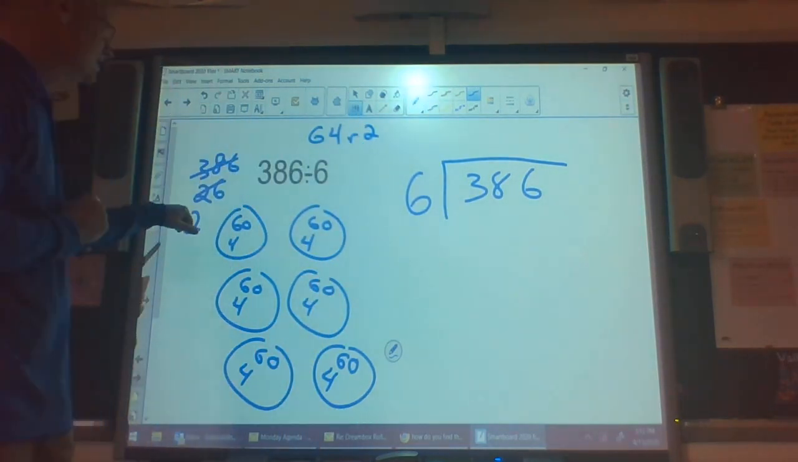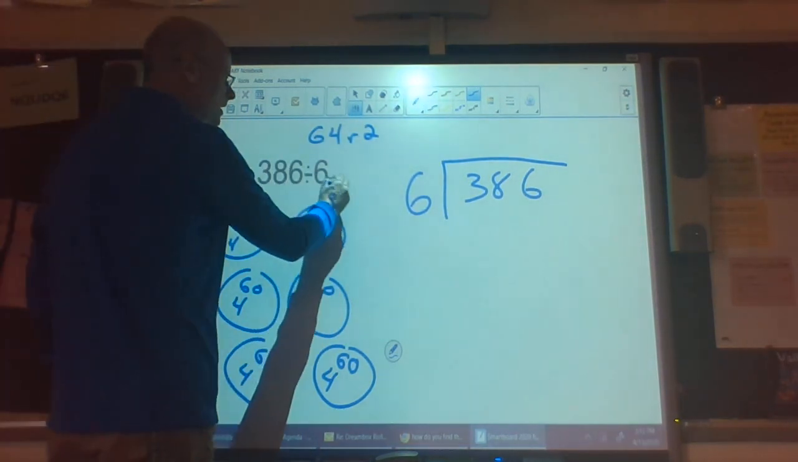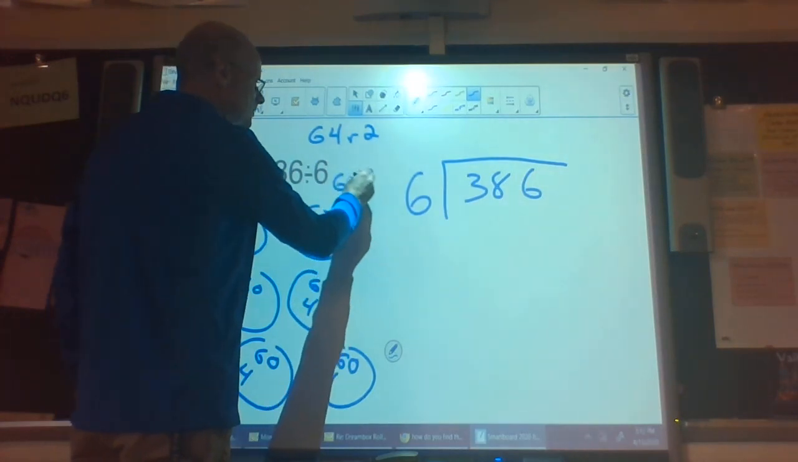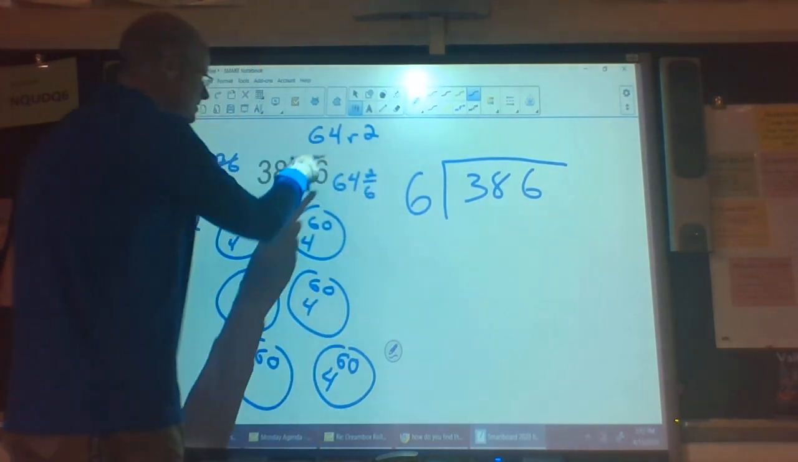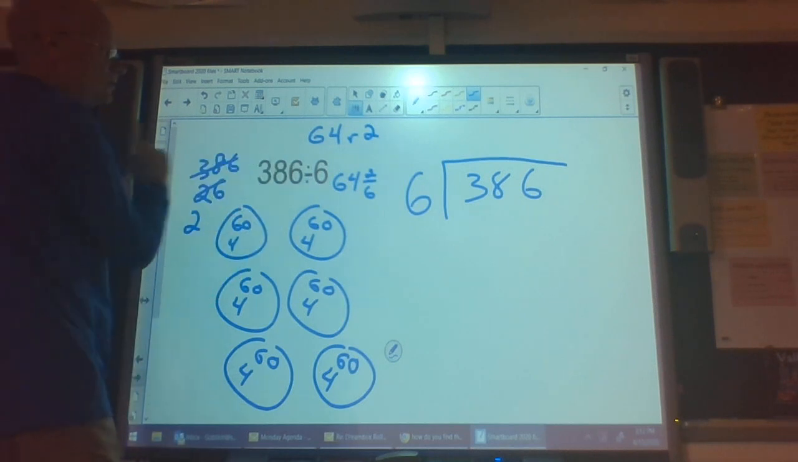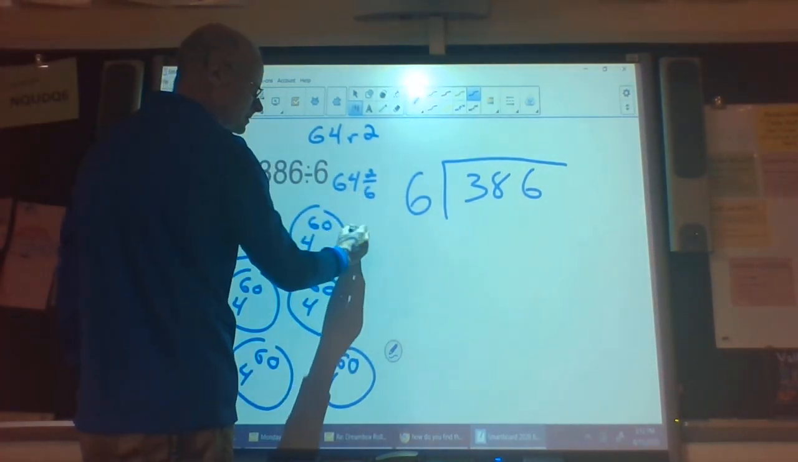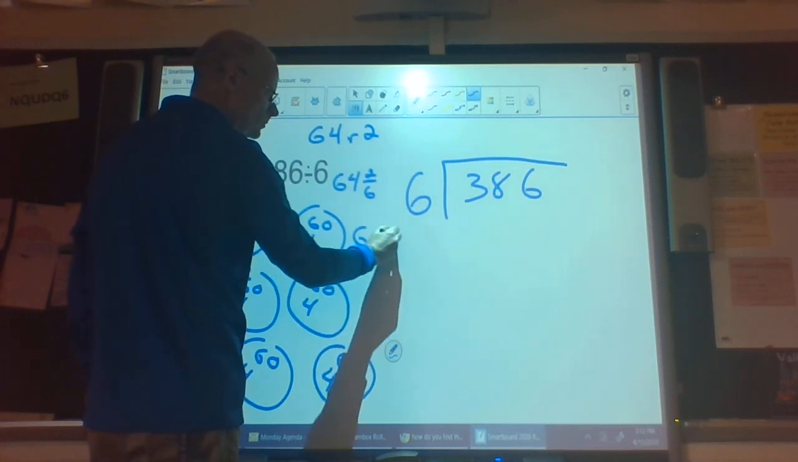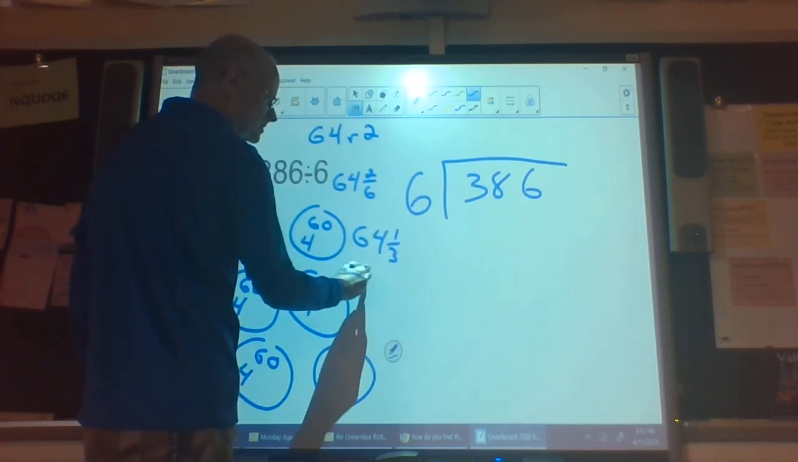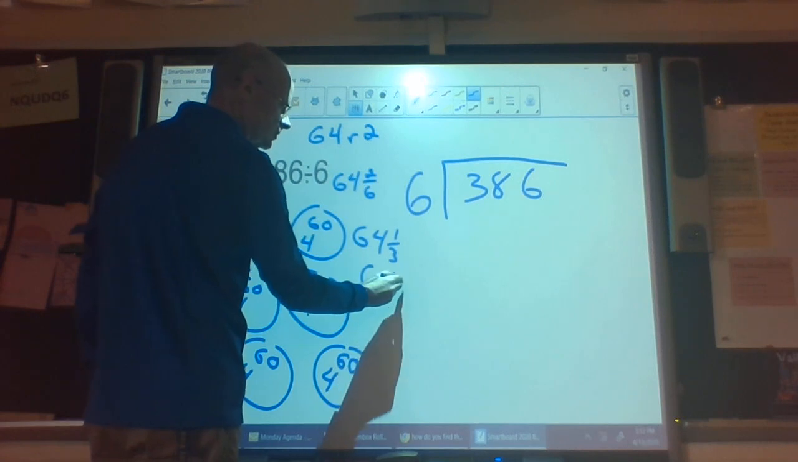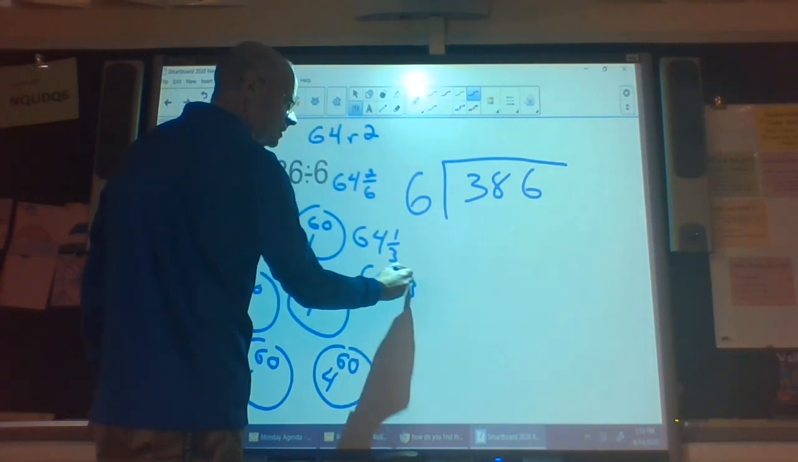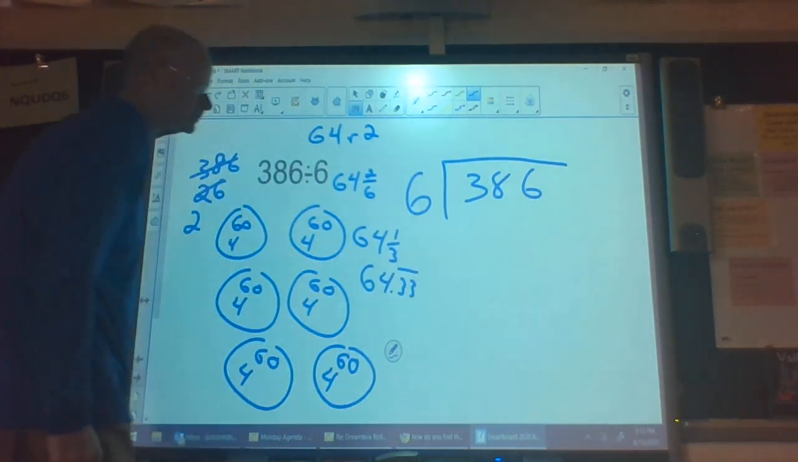Now, I could write it a different way. I could write 64 and 2 over 6, because this is the fraction I have left out of a whole 6. And you guys are going to realize that this is the same as 64 and 1/3, which is the same as 64.33, and it will repeat forever.